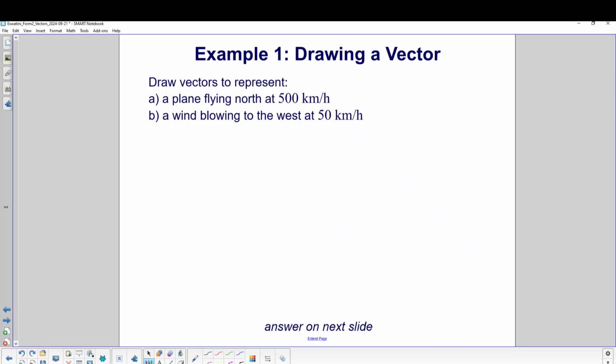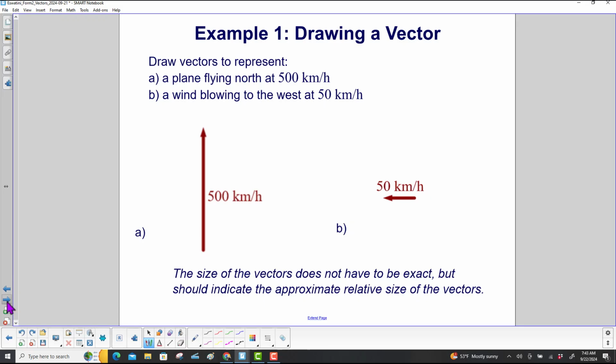Example 1, drawing a vector. Draw vectors to represent A, a plane flying north at 500 kilometers per hour, and B, a wind blowing to the west at 50 kilometers per hour. So here's our plane flying north, and we typically say north is up. So that's 500 kilometers per hour, and the arrow is pointing in the up direction. Then the wind blowing to the west, which is typically to the left here, and that's at 50 kilometers per hour. The size of the vectors does not have to be exact, but should indicate the approximate relative size of the vectors.